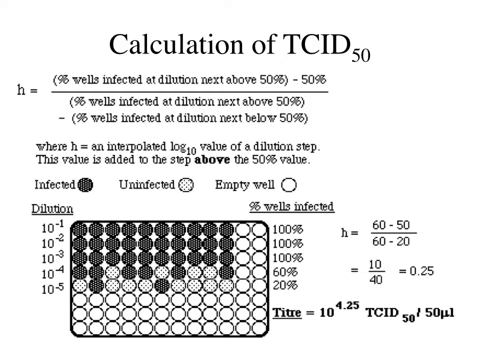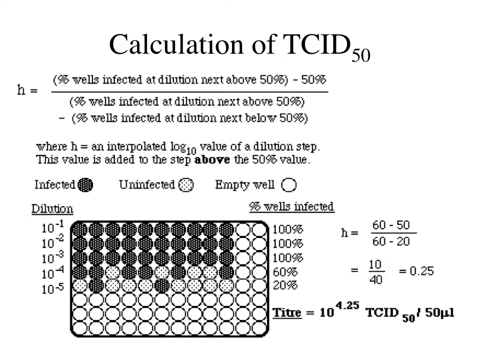So our final titer is going to be somewhere between minus 4 and minus 5. And so we take that 0.25 and essentially just tack it on to the 4. So we have 10 to the 4.25. And notice how this result is written out. It's 10 to the 4.25 TCID 50.